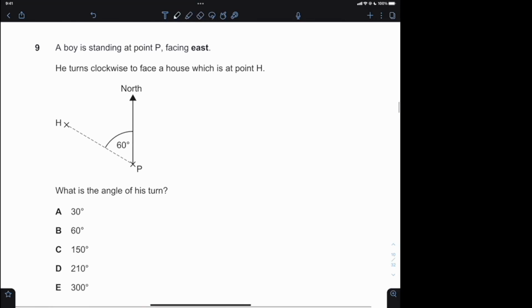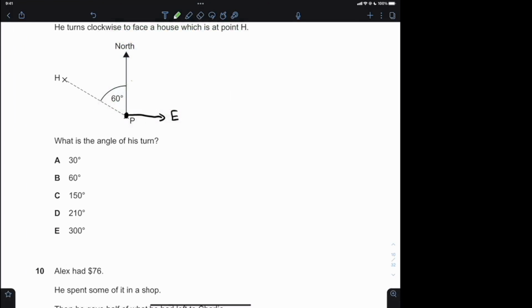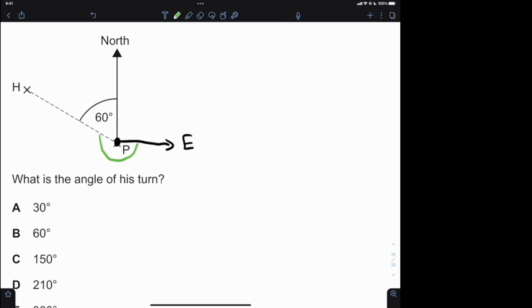A boy is standing at point P, facing east. Alright, let's try east. Okay. He turns clockwise to face a house which is pointed at H. Okay, so he's turned clockwise, meaning going this direction, to face H. Alright, we need to find the angle of his turn, which is going to be this angle around here. Okay, so we can fill in the gaps. We know that between north and east, that's going to be a 90-degree angle. Alright, because it's just a right angle there.